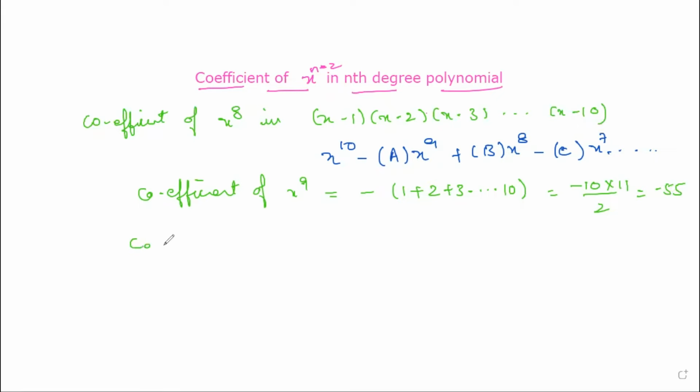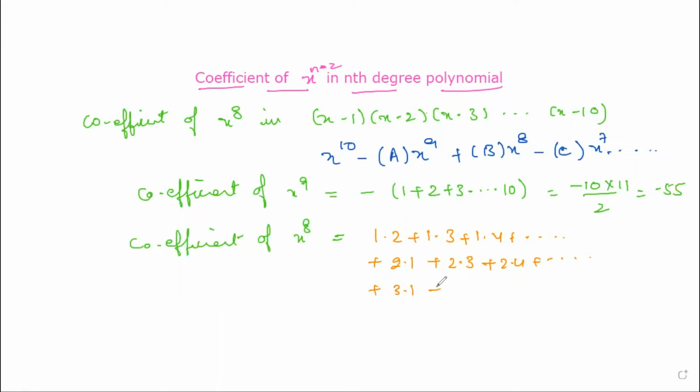And similarly, if I wanted to find the coefficient of x to the power of 8, that is nothing but the product of the roots taking 2 at a time. Like I would say 1 into 2, 1 into 3, 1 into 4, like this. Along with that, 2 into 1, 2 into 3, 2 into 4, all this. Then we have 3 into 1, 3 into 2, like this till the end.